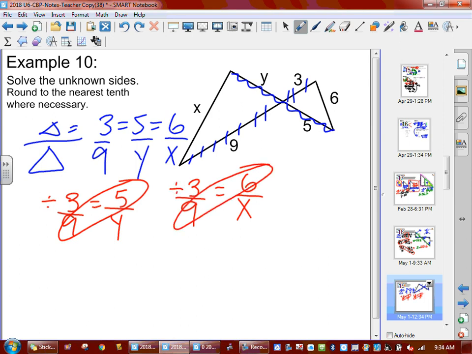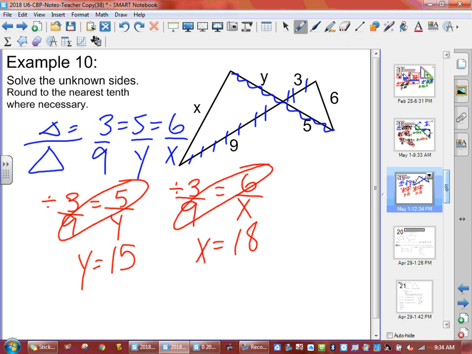So how big is X? X is 18, good. And how big is Y? Should be 15. Did you get 15? Good. So again, you're cross multiplying and dividing. All right. This concludes lesson 6.2 on similar triangles.